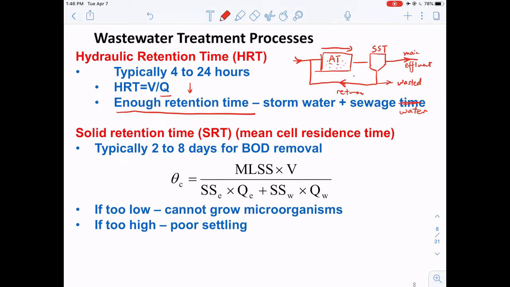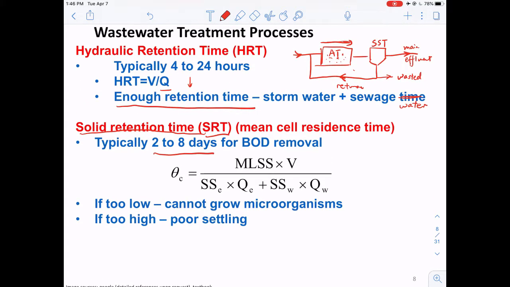There's another time involved, which is called the solid retention time. The solid retention time is just the time that a bacterium spends during this cycling process. As you can see, for the hydraulic retention time, the water just needs to go through one time. But the bacteria are cycling here again and again. Because of that, the solid retention time, or SRT, is typically 2 to 8 days. You can compare that against the hydraulic retention time, which is 4 to 24 hours. We need this long time, and it is also needed for the BOD removal.